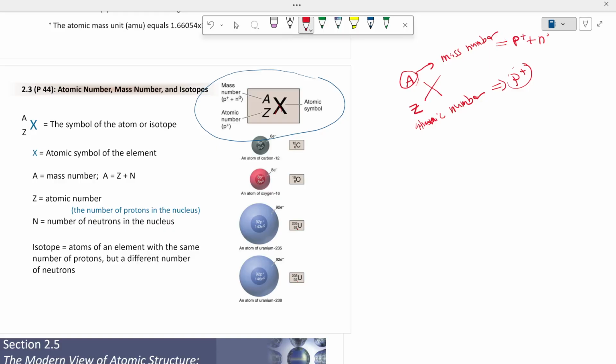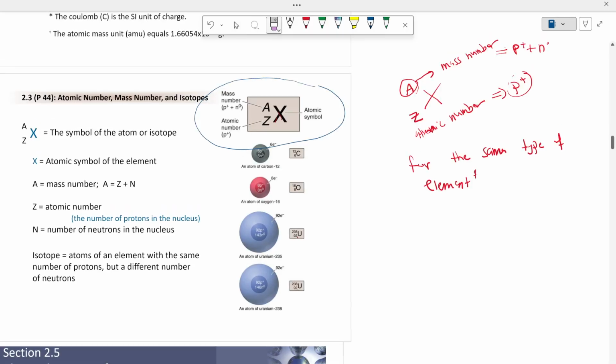Now, let's study these three numbers, the number of protons, electrons, and neutrons, and let's discuss which one of these numbers is constant and which one is variable. So here, within the same type of elements or atoms, to be more precise, let's say atoms.